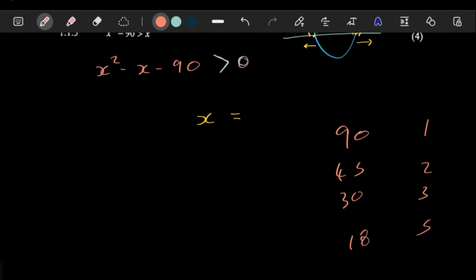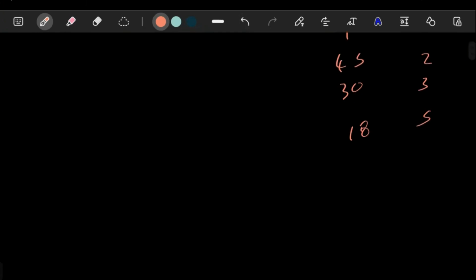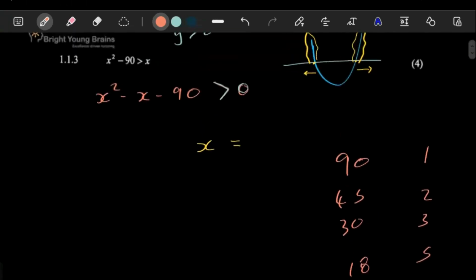Does 6 go into 90? Yeah, 15 times, but that does not give you a 1. 7 does not. 8 definitely doesn't. 9 and 10. Ooh, okay. Bingo! 9 and 10 give us a 1.